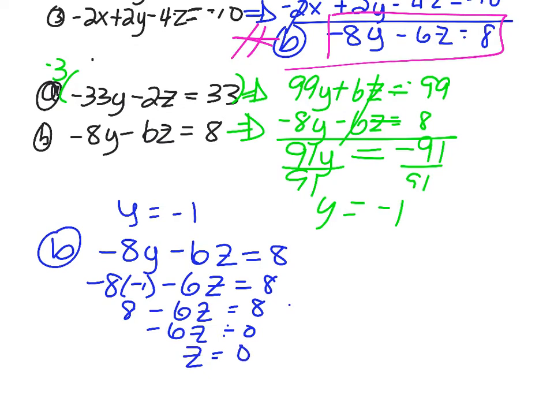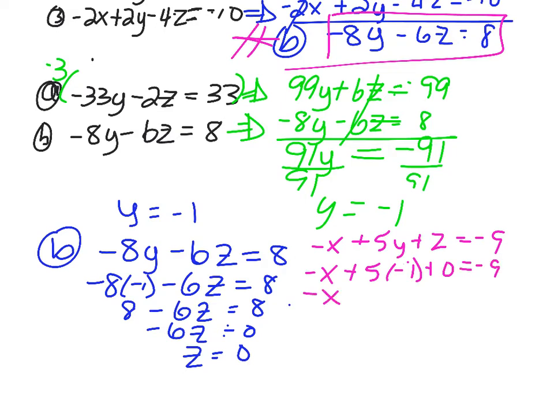So now let's get the x value. So I have to plug in one of the originals. So I'm going to plug it into negative x plus 5y plus z equals negative 9. So negative x plus 5 times negative 1, plus 0 equals negative 9. Negative x minus 5 equals negative 9. Negative x is equal to, add 5 to both sides, negative 4. So positive x is equal to positive 4. Okay, so let's take a look at 1b.